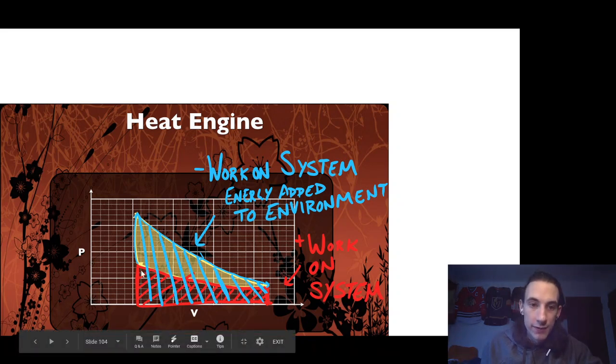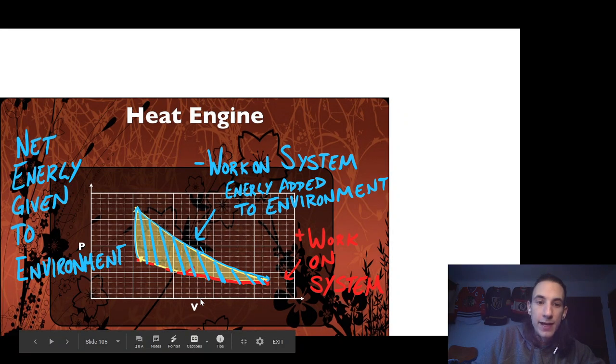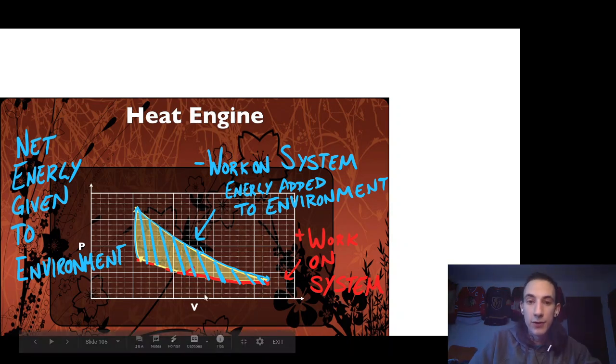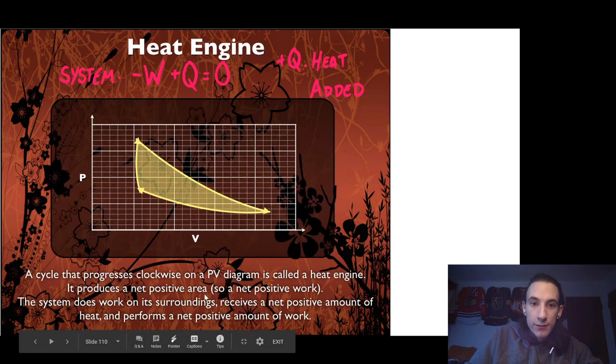So this area that we had that was positive work is canceled out by this area of negative work, and we're really just left with what's bounded. If we look at this cycle that's going clockwise, overall the net energy is given to the environment. So overall, the system is doing work on the environment as a whole. And let me skip ahead really quick.